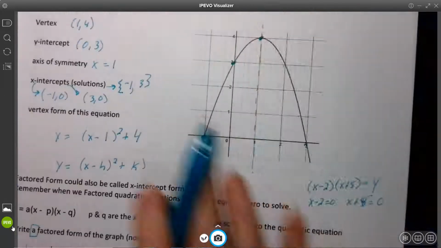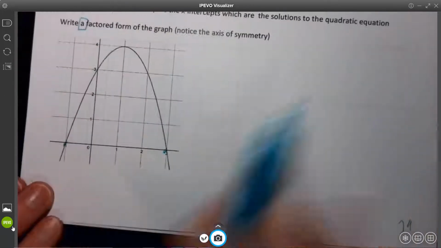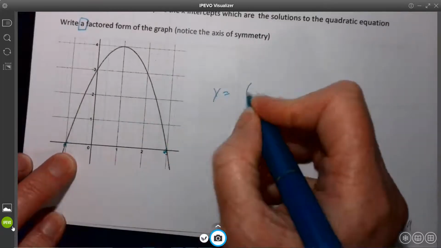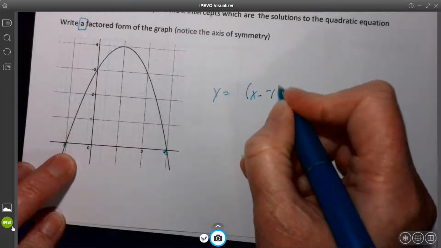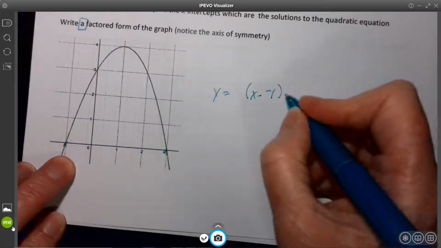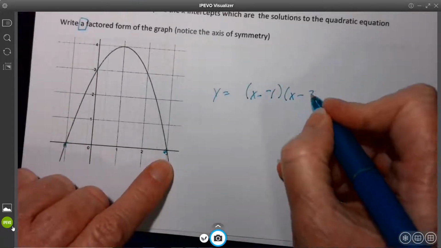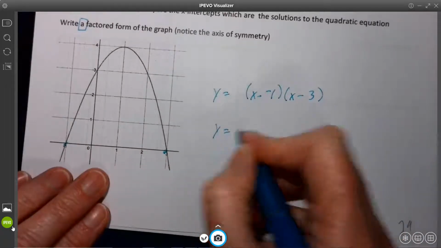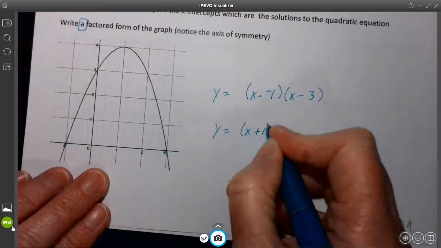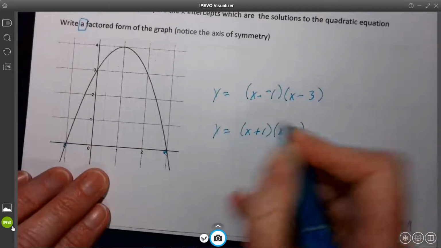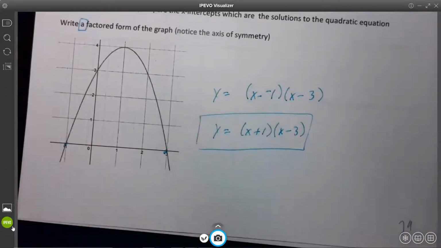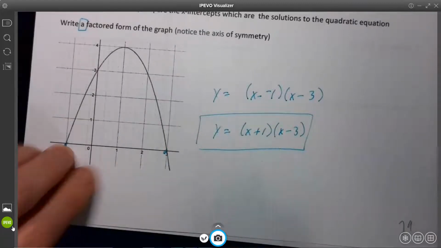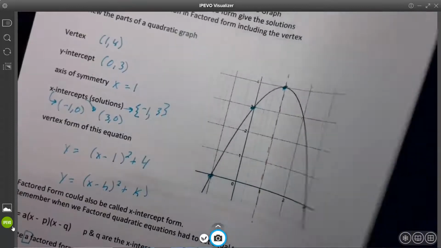So we're going to take this graph, all of our information up here. So here are my x-intercepts. So y is equal to (x minus my x-intercept) times (x minus my x-intercept). Now, we're not going to leave it that way. We're not going to have minus and negative. So the equation in factored form is (x plus 1)(x minus 3). That's what it looks like in factored form. So given the x-intercepts, given the graph, we can write it in factored form. Okay? Pretty easy.